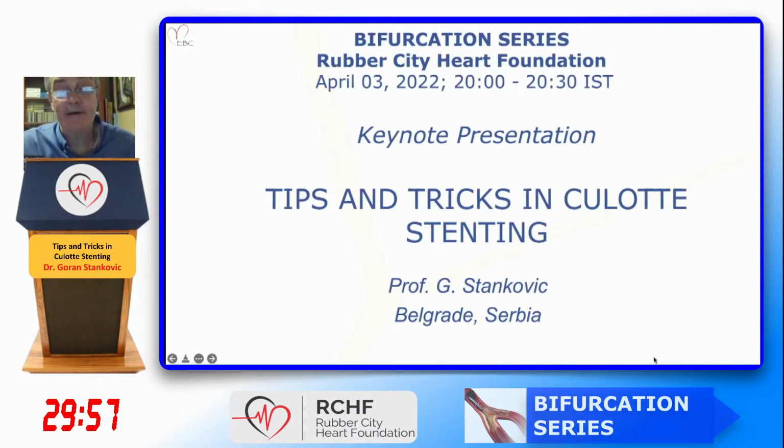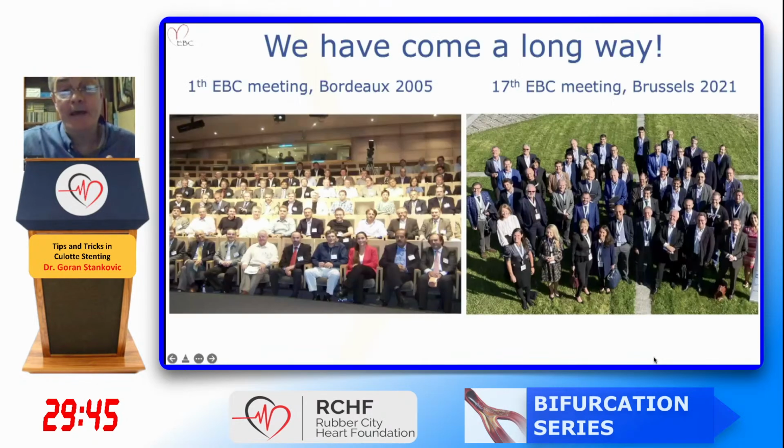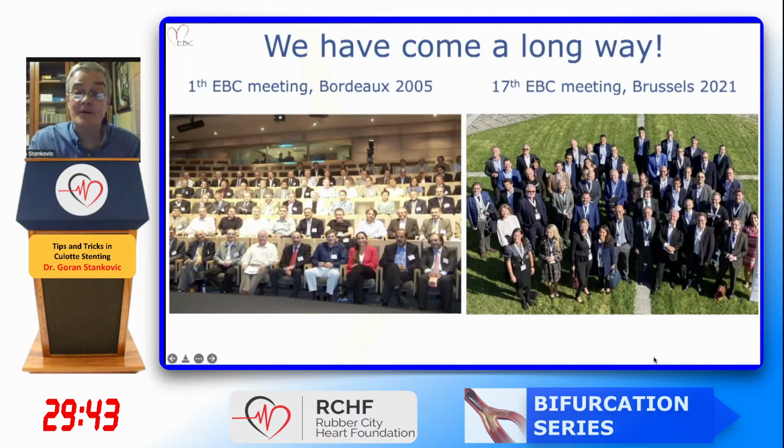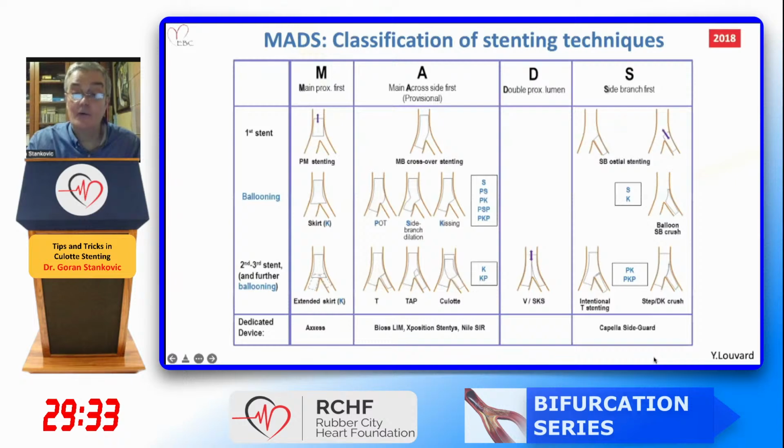As you mentioned, my major conflict of interest is being a board member of the European Bifurcation Club. So I'm influenced by the consensus documents coming from the club. What I'm going to share is just a couple of examples of the culotte and a couple of tips and tricks that were discussed during the last 17th meeting of the EBC in Brussels last October. I will come back, just as an introduction, in case some of the attendees did not listen to the Friday presentation on provisional.